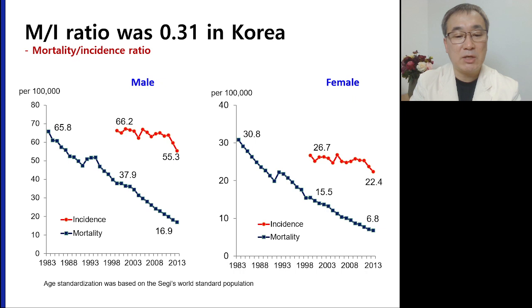The incidence of gastric cancer in Korea is slowly decreasing, but the mortality rate is rapidly decreasing. In 2013, the mortality incidence ratio was 0.31 in Korea.